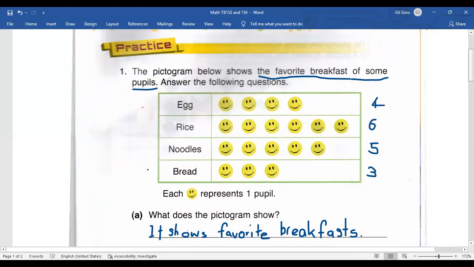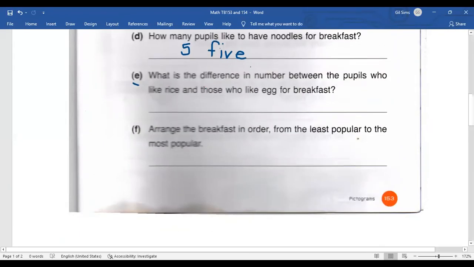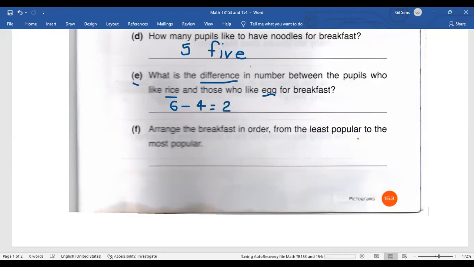4. What is the difference between the rice and the egg? 6 minus 4 equals 2. The difference is 2. And again, write the number or spell it out. T, W. What's the last letter?